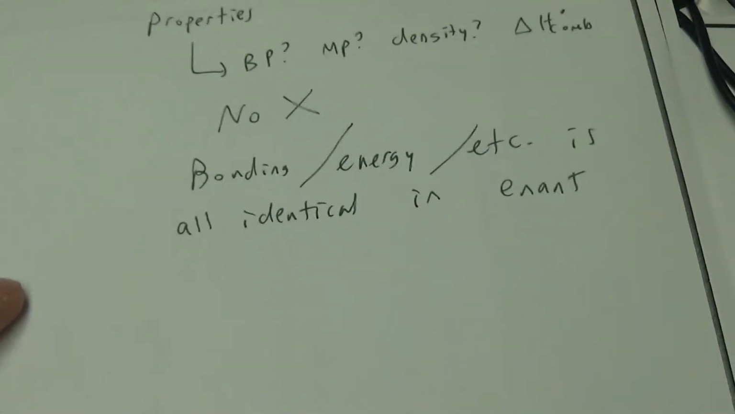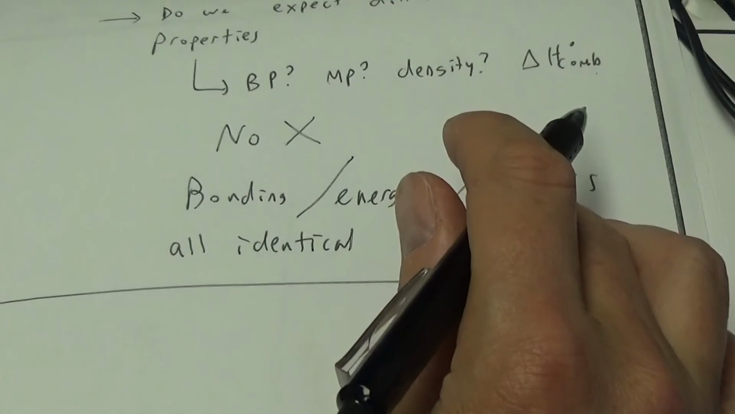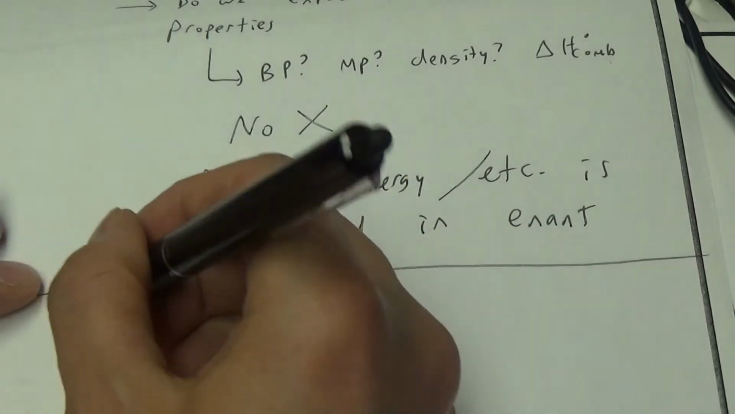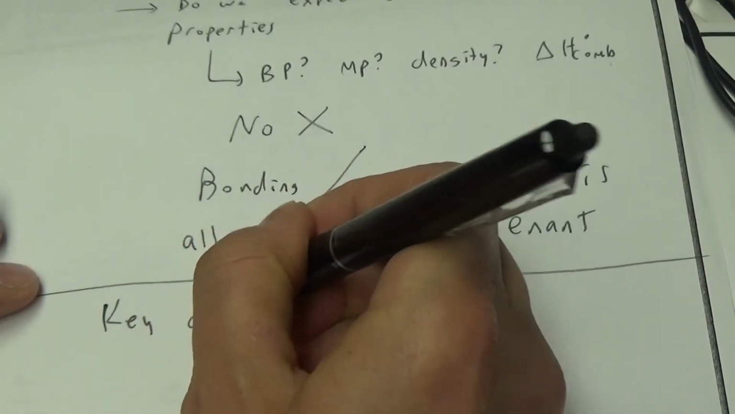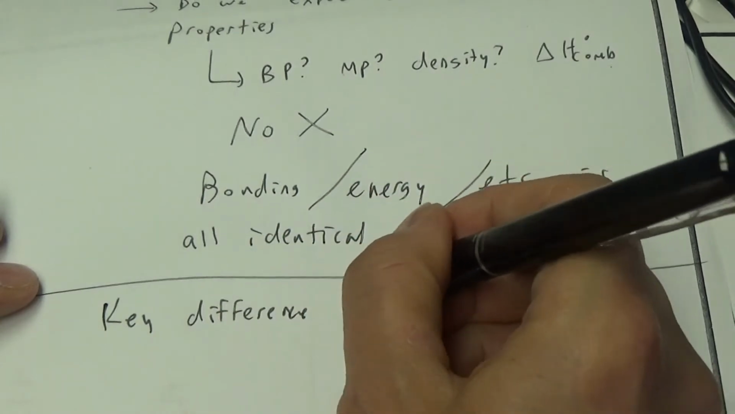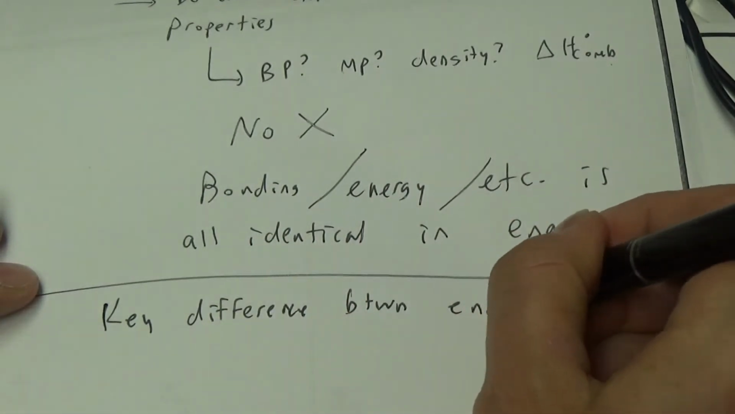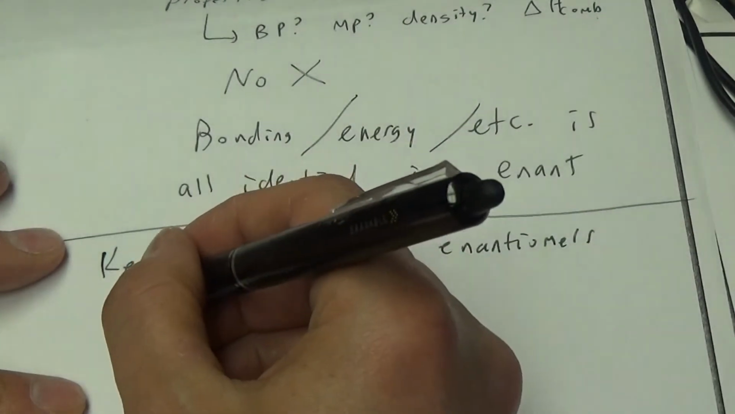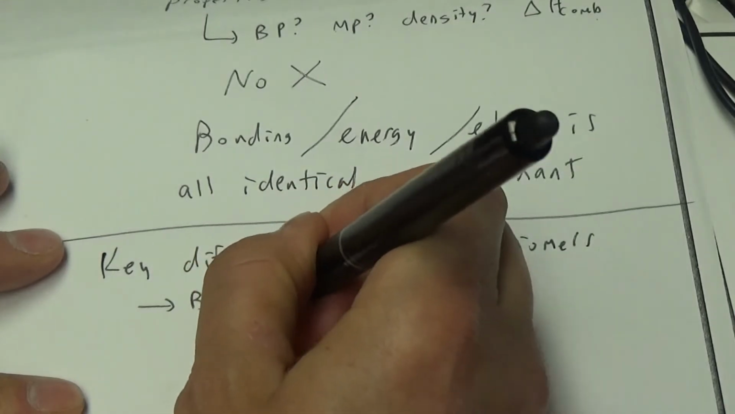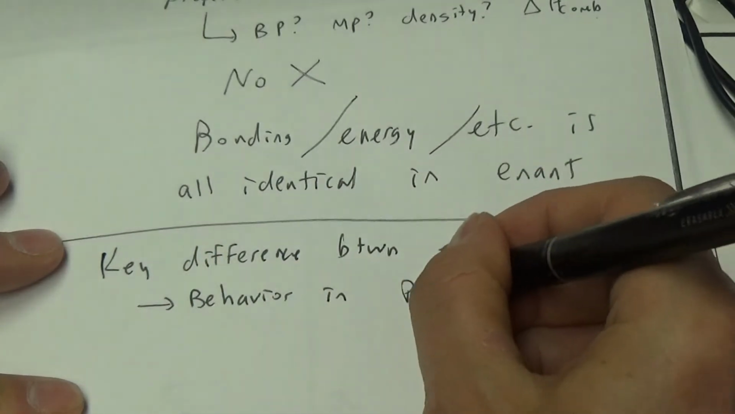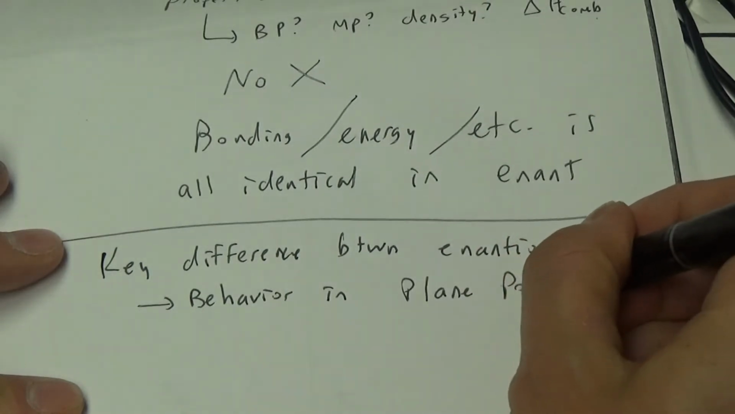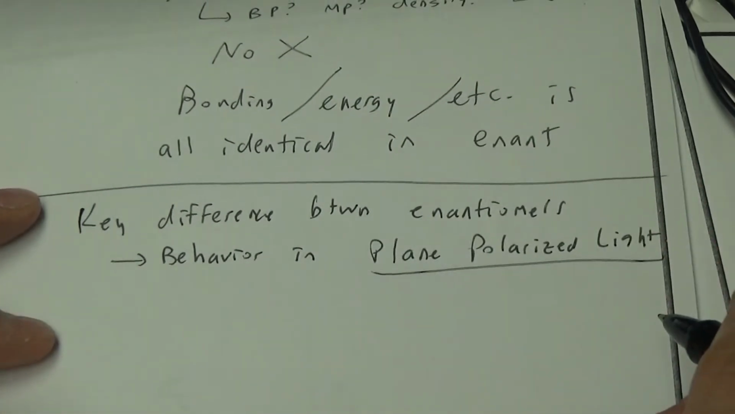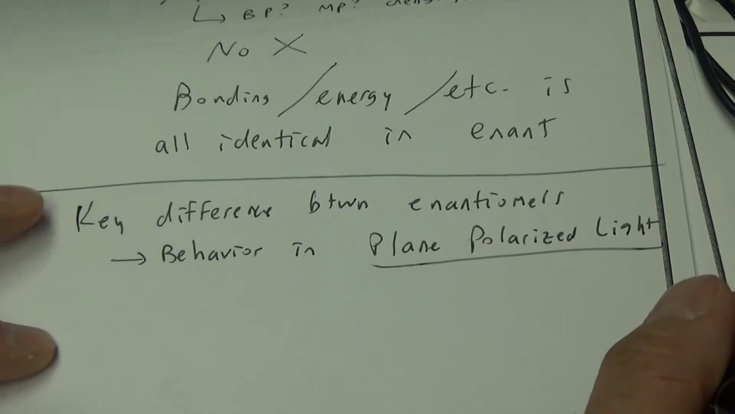Otherwise, what would optical activity mean, right? There is a key difference between enantiomers, and the difference is the behavior in plane polarized light. The difference is in plane polarized light.